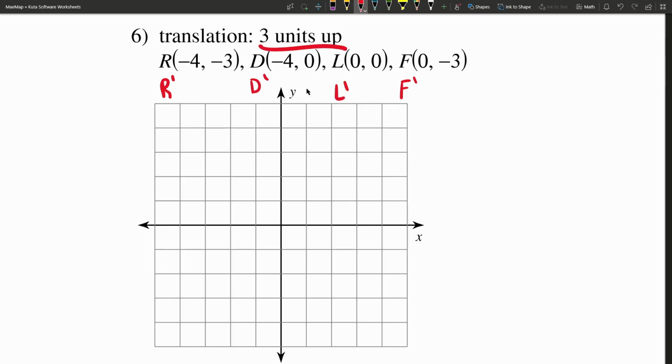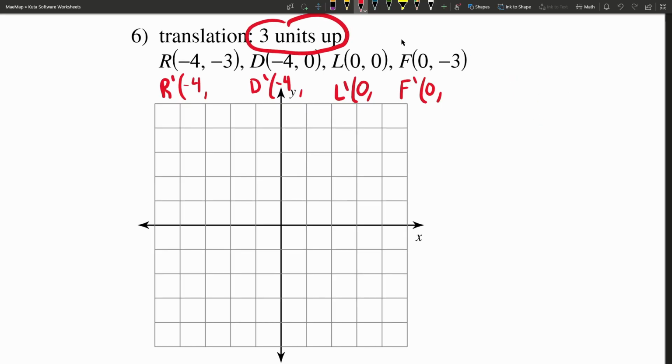Well, 3 units up. Are we changing x? No. So R prime is still going to be at -4 in the x. D prime is still going to be at -4. L prime is still going to be at 0. And F prime is also still going to be at 0. I did not change my x values since we're only moving in the y direction. That's up. Remember, y direction is up and down, and moving in the x direction is right and left.